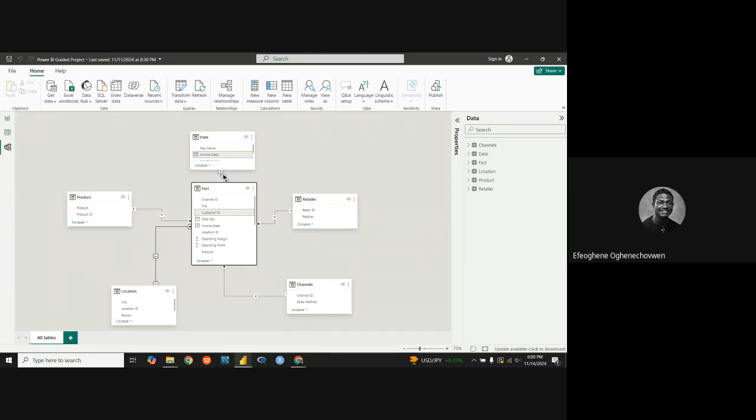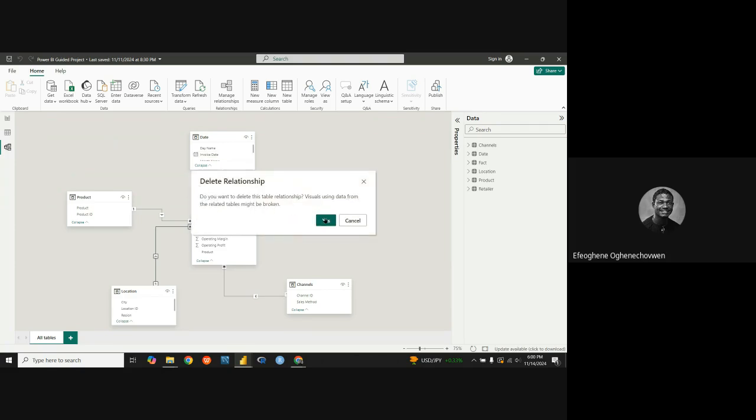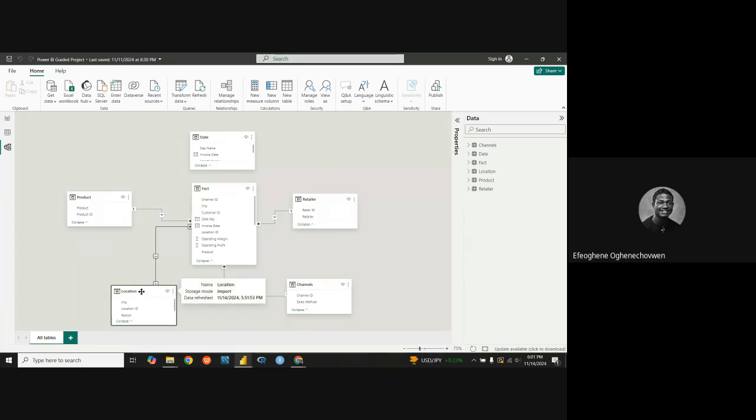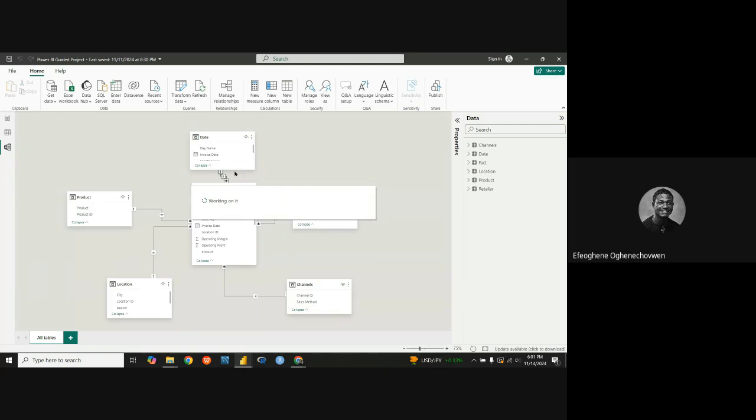Oh boy. Okay, invoice ID to customer ID. Delete this relationship. Yes. Invoice date to date key now. Okay, date key. Okay, invoice date to date key.